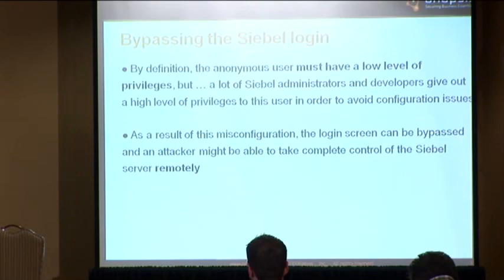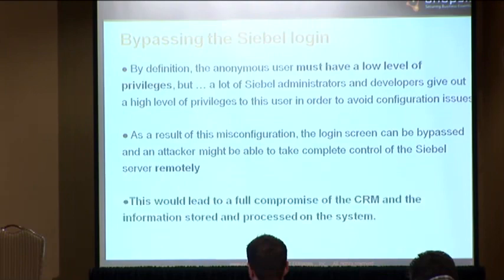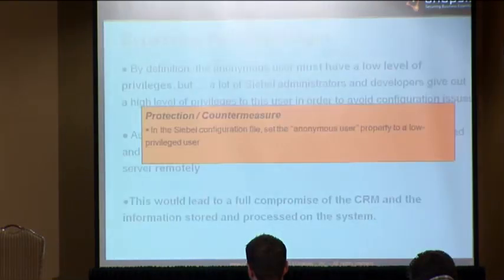In general, that anonymous user will end up configured with very high privileges. As we could see in the presentation, the attacker didn't need anything from the Siebel system to perform a complete bypass of the login screen. He just knew the IP address, and that's it. And as we saw, this led to a full compromise of the Siebel system. How can you protect yourself? Well, it's very easy, fortunately. The only thing you need to do is find the configuration file of your Siebel flavor and change that anonymous user to some other user with a low level of privileges.